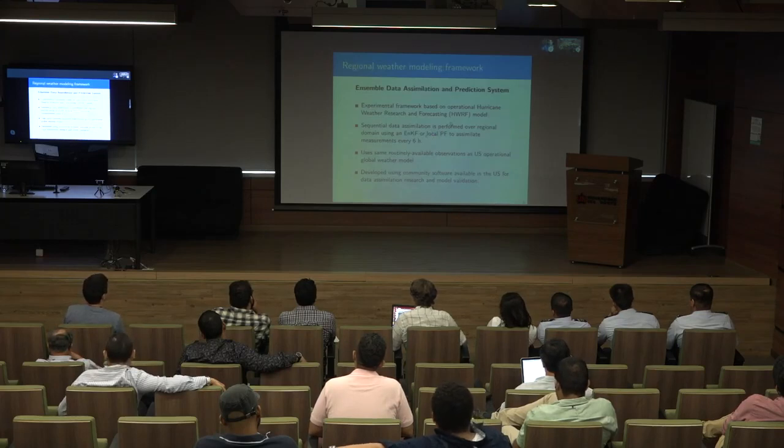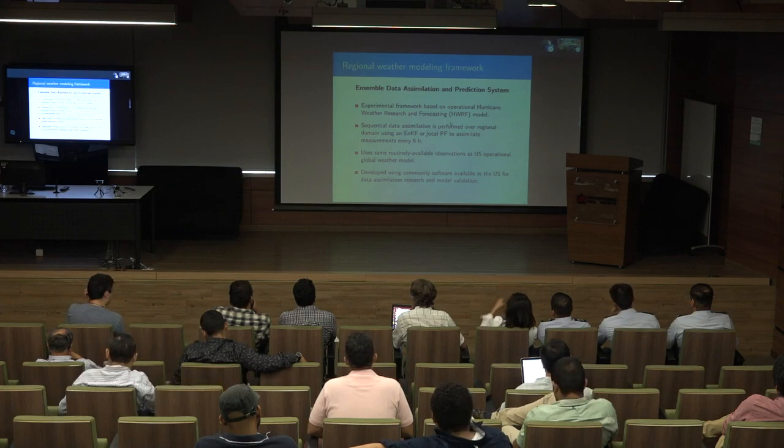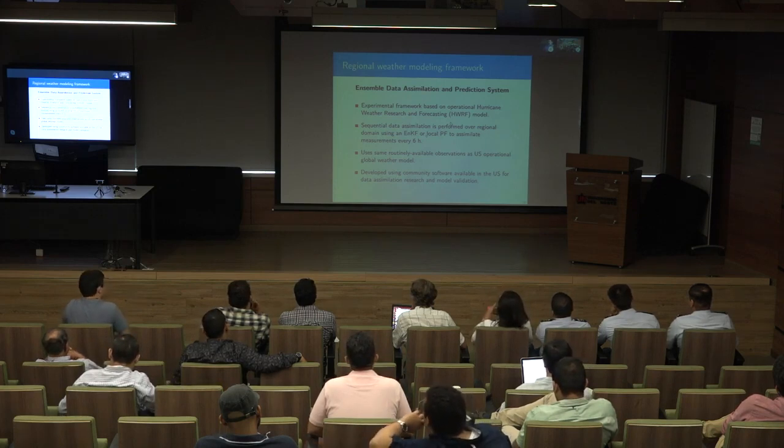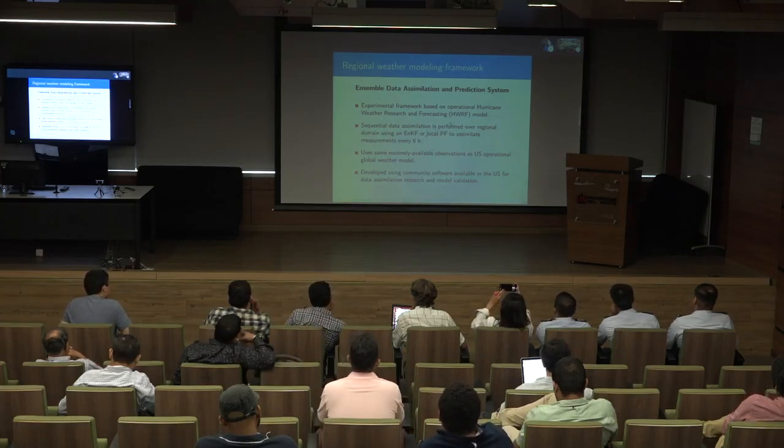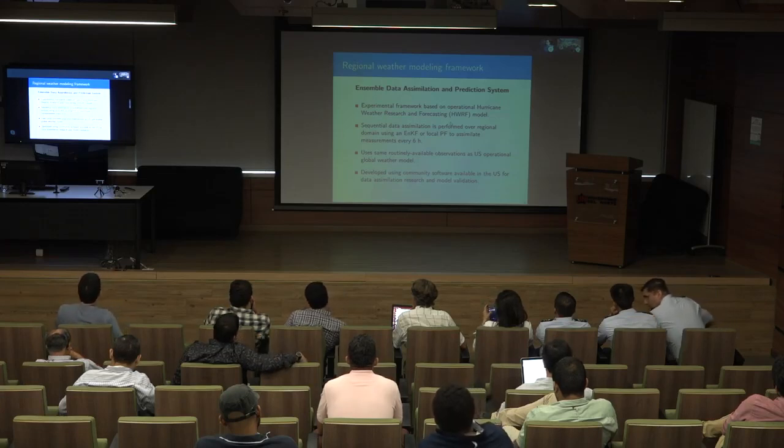Some important details about the system. It's an experimental framework that is based on the Hurricane Weather Research and Forecasting model. We apply sequential data assimilation over an extensive region using the EnKF and the local particle filter to assimilate measurements that we have every 6 hours. And it uses the same exact observations as our operational global system. So what we're trying to do is mimic as closely as possible what we do for global numerical weather prediction.